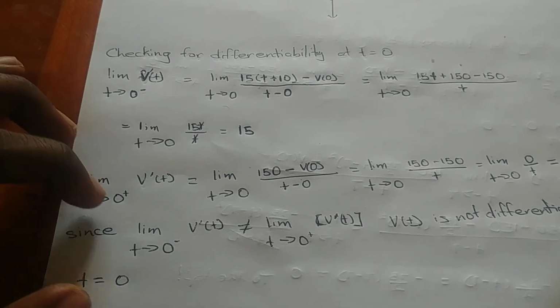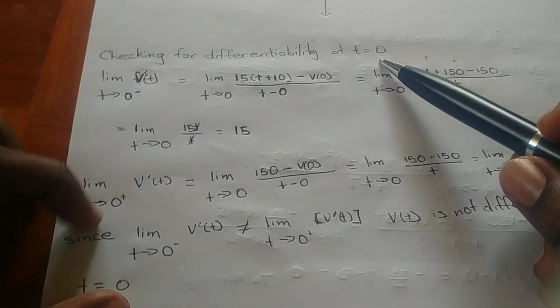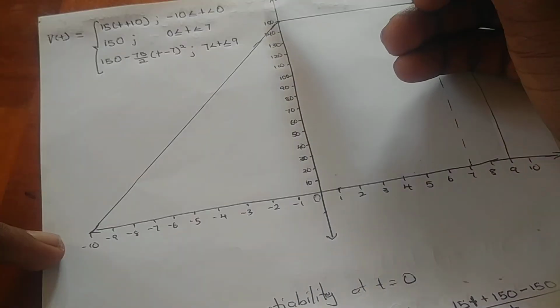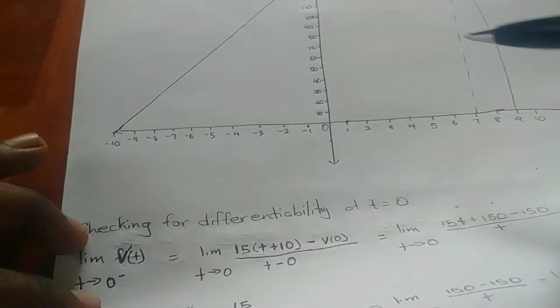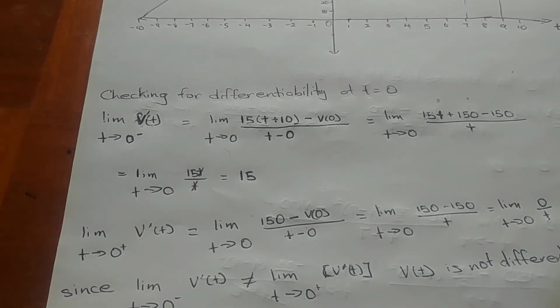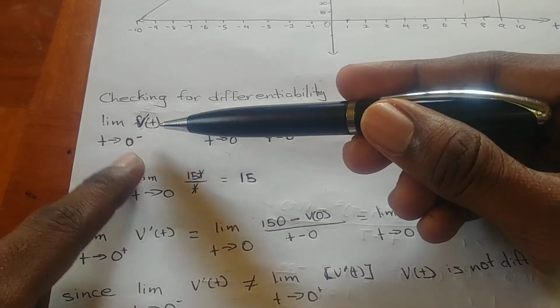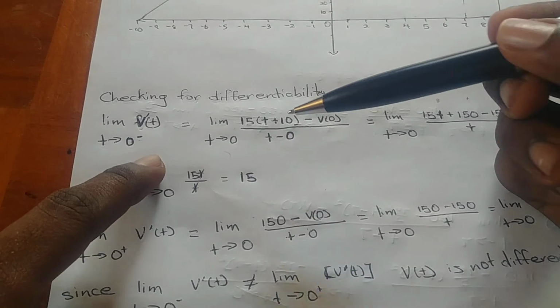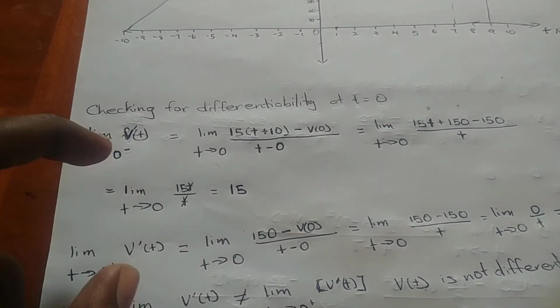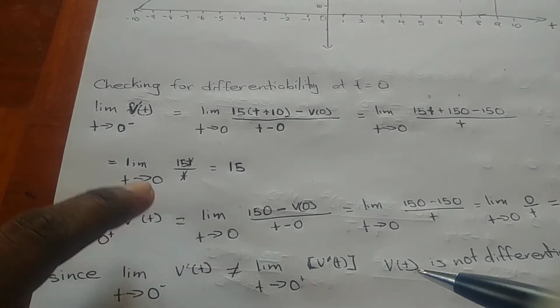Okay, so we're looking at if the point is differentiable at t is equal to 0. This point there, at t is equal to 0, if it's differentiable, right? So as we said, we look at what happens to the gradient. The gradient is v prime t from the left, and look at what happens to the gradient from the right as well, which is this part there.